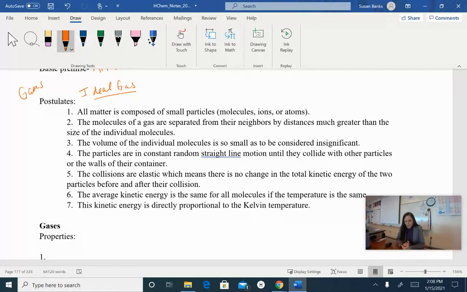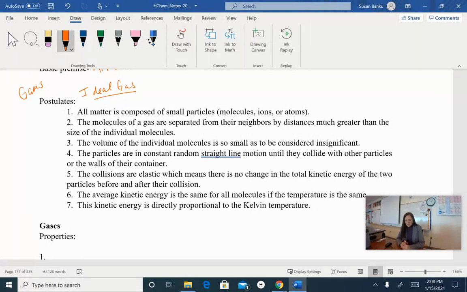Postulate 1, all matter is composed of small particles, and those particles can be molecules, ions, or atoms. Okay, that's not really earth-shattering. Number 2, molecules of gas are separated from their neighbors by distances much greater than the size of the individual molecules, meaning that if I have a molecule here and a molecule here, the distance between these two molecules is much bigger than the size of the individual molecules, meaning that gases are mostly empty space.